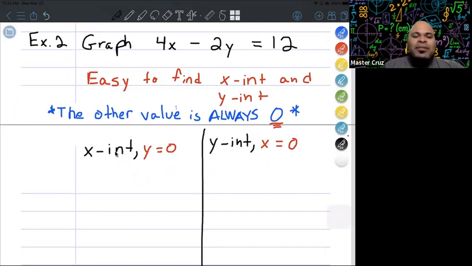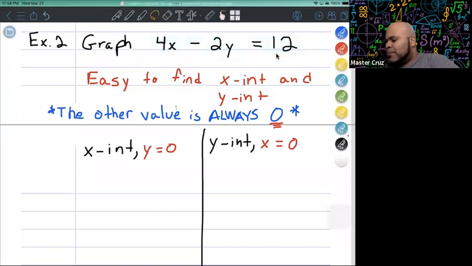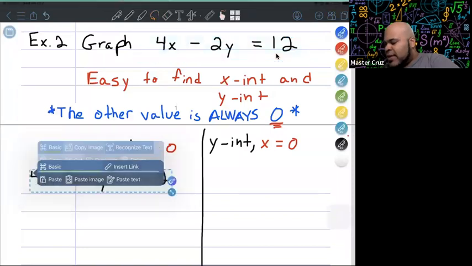What that means is y will equal 0. So if I want to find the x-intercept, I have to substitute y equals 0 into this equation. And that's exactly what we're going to do. I'm going to grab this equation right here, copy it, and paste it right here.